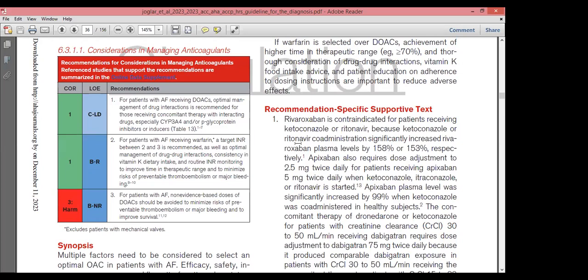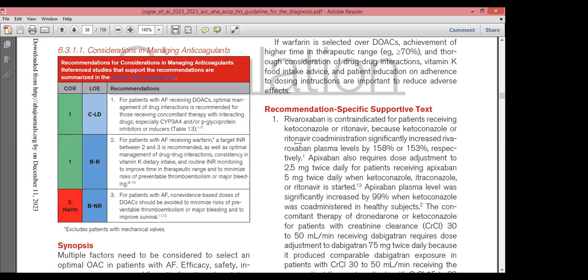So once you're giving drugs that interact with, once you're giving them drugs that have an effect on cytochrome 3A4, you have to reduce the dose, and the ones you will use are apixaban and dabigatran. You don't use rivaroxaban in them. So this is a class 1 recommendation.